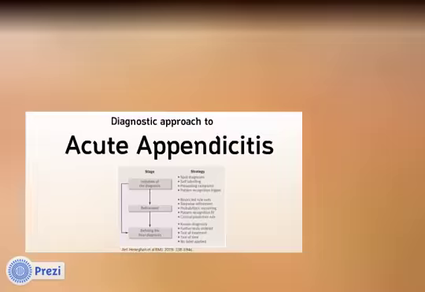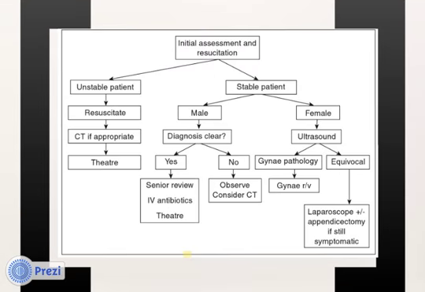Moving on to defining the final diagnosis, which is often at surgery, but it may be that further tests are required. This management algorithm is helpful. In unstable patients, it might well be that a CT is appropriate, followed by theatre if indicated. In stable patients, in males with a clear diagnosis, they can proceed without imaging directly to theatre preparation and diagnostic laparoscopy. In females, ultrasound is always the first line imaging to exclude gynecological pathology. If the ultrasound is uninformative, they may also need to have diagnostic laparoscopy.